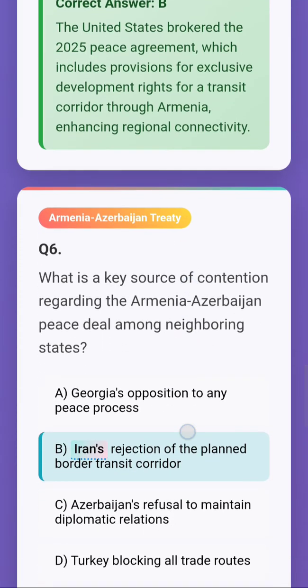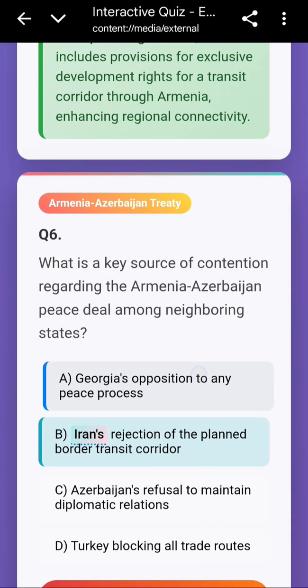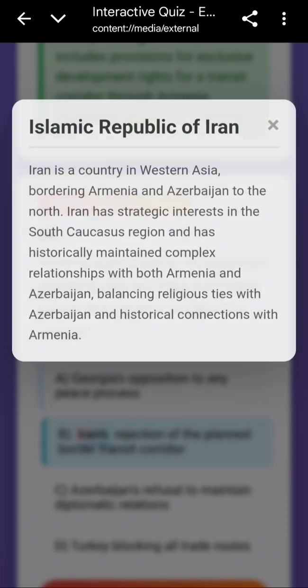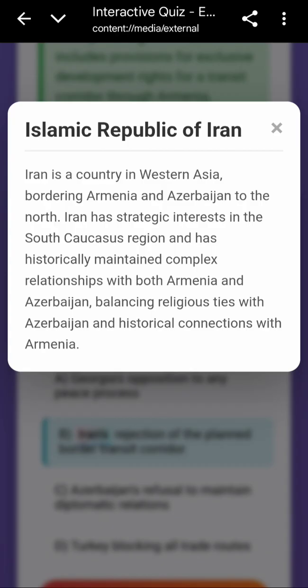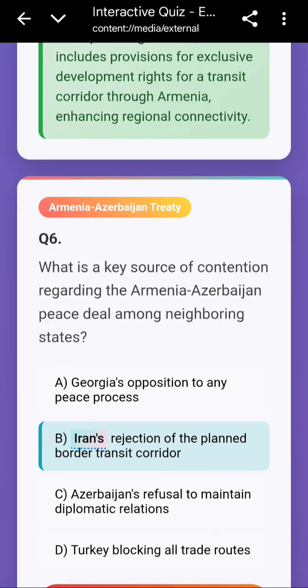Okay, sixth question, what is key source of contention regarding the Armenia Azerbaijan peace deal among neighboring states? Okay, Iran was rejecting this transit corridor. Where is Iran? Iran is a country in Western Asia bordering Armenia and Azerbaijan to the north. Okay, in the north of Iran, Armenia and Azerbaijan are there at the border, and Iran has strategic interest in the South Caucasus region. Okay, so Iran is opposing that transit corridor.